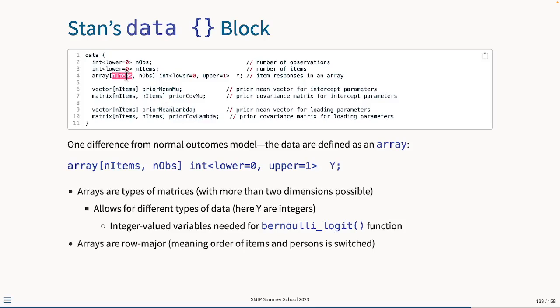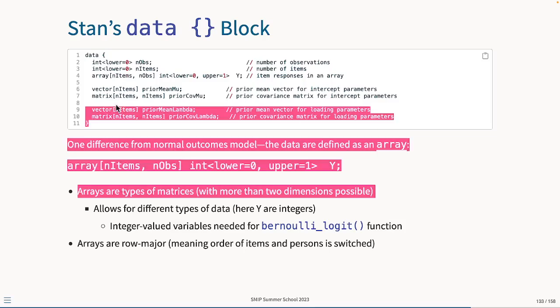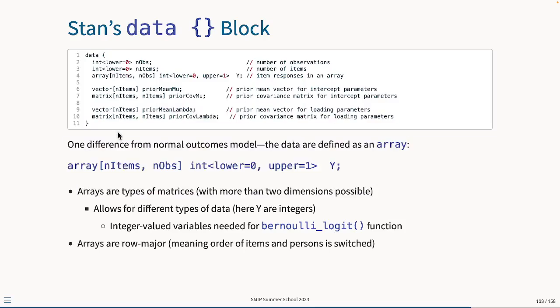And yes, these are row major. Arrays are row major, meaning the items of persons. So to loop over an array, you have to loop over the rows of the array, which is what causes all sorts of weirdness. Okay. Questions?